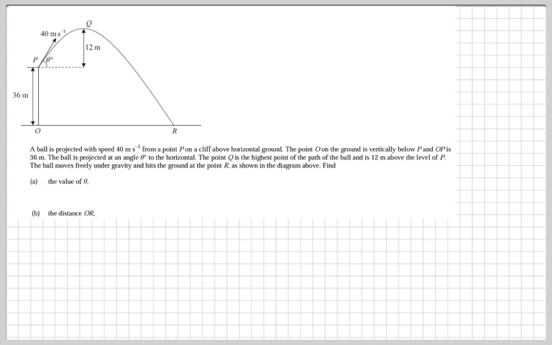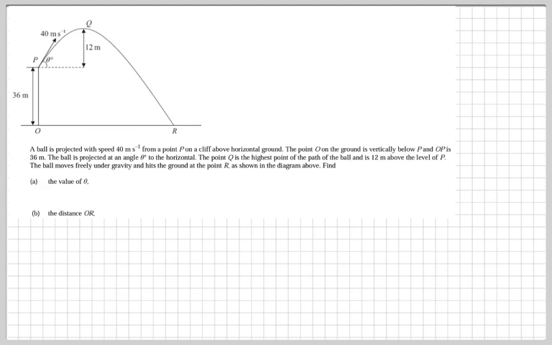An example on projectiles. Let's start off just by reading through the question. A ball is projected with speed 40 meters per second from a point P on a cliff above horizontal ground. The point O on the ground is vertically below P and OP is 36 meters. The ball is projected at an angle theta to the horizontal.